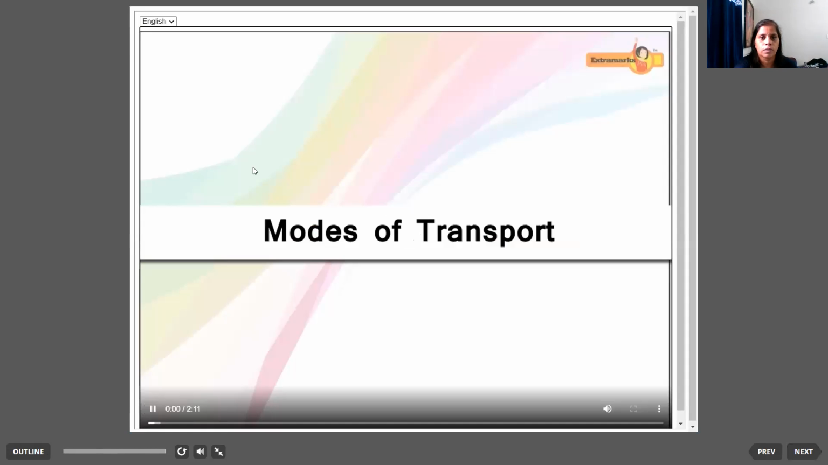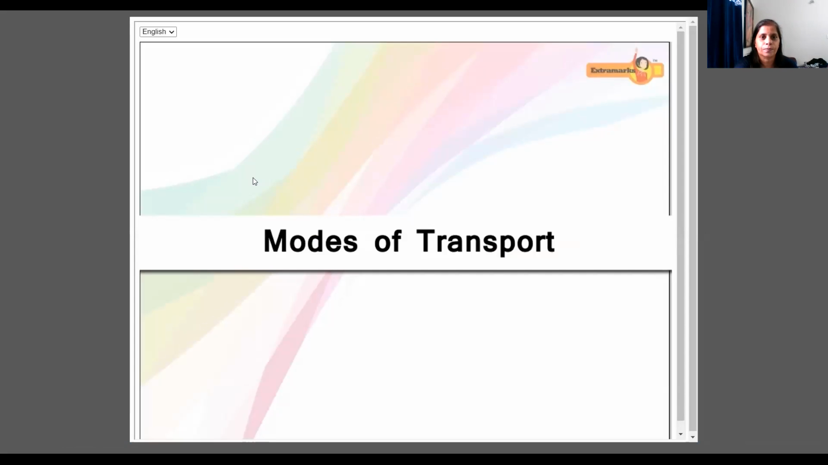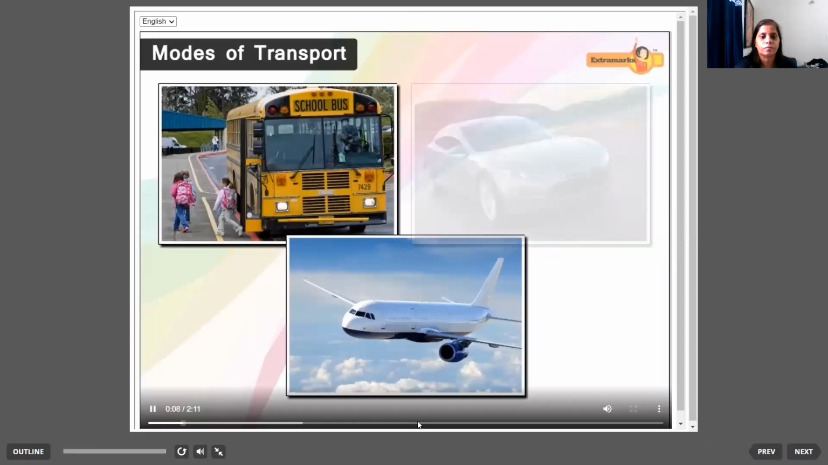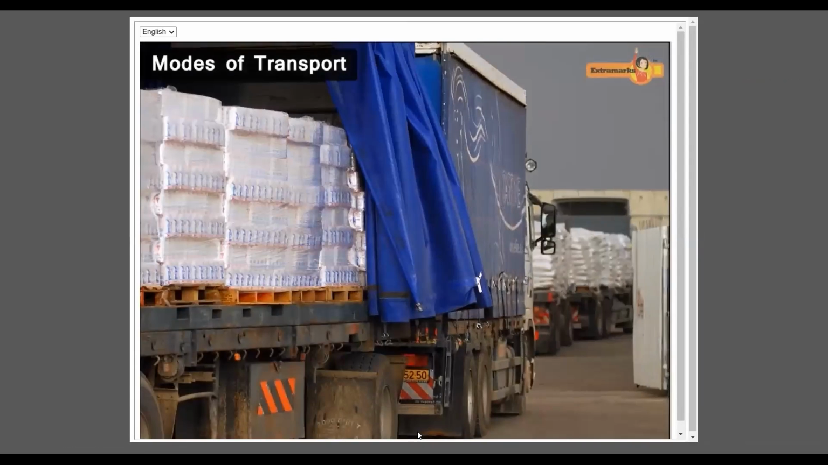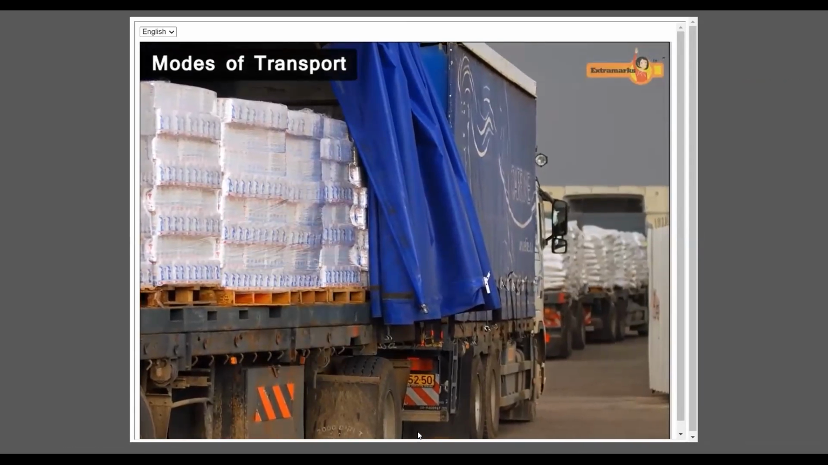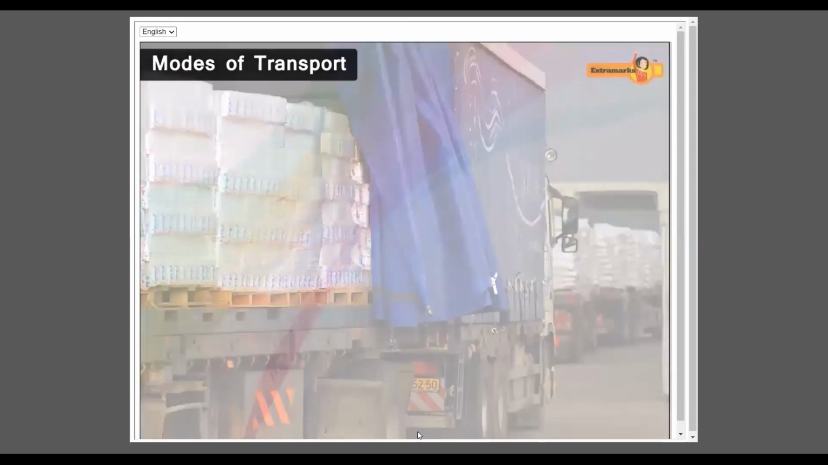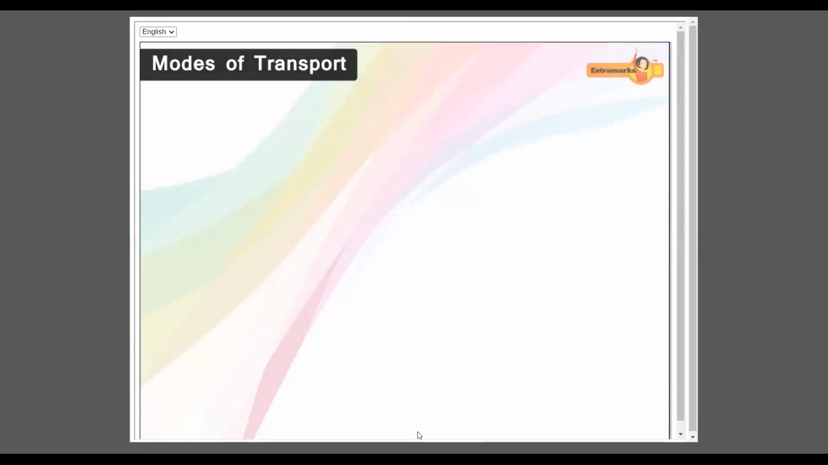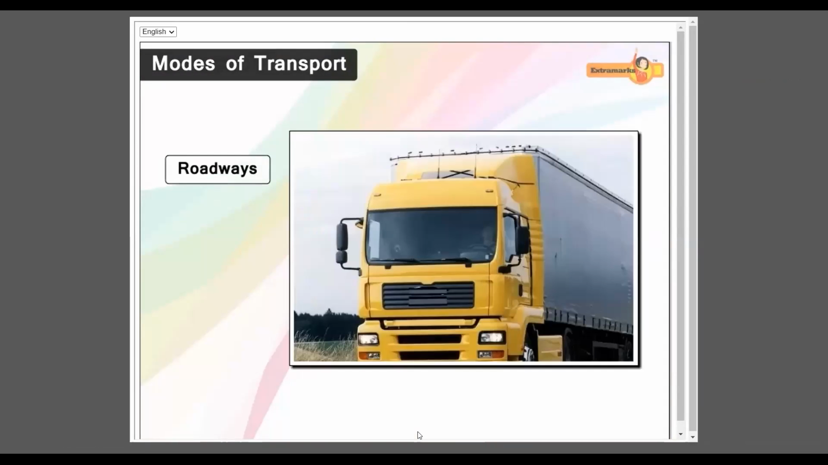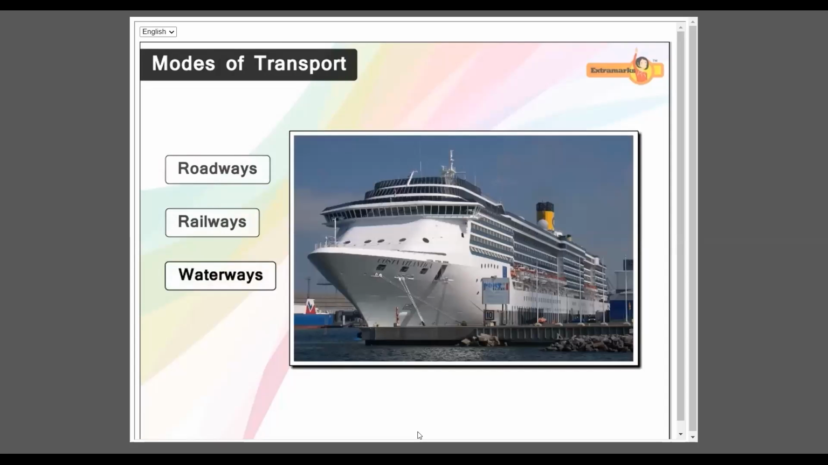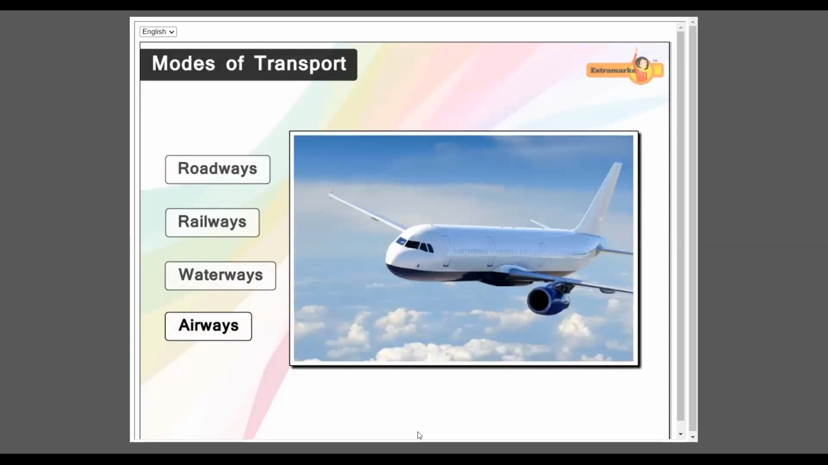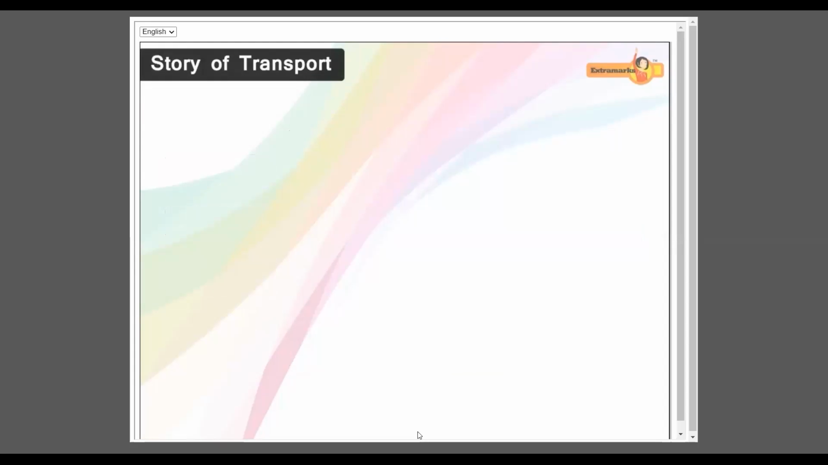Come, children, let us explore different modes of transport. Everywhere we look around, we see different vehicles. We can travel and carry goods from one place to another. This process is known as transportation. The major modes of transport are roadways, railways, waterways, and airways. Let's know the story of transport.